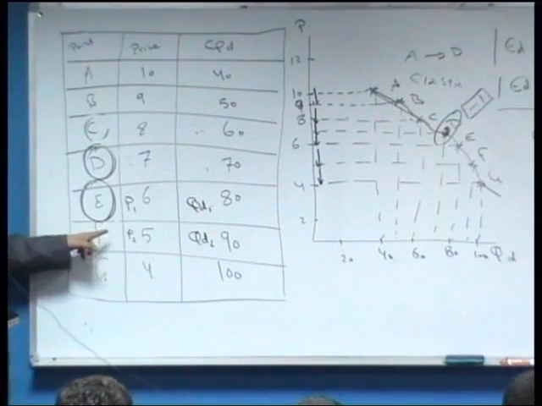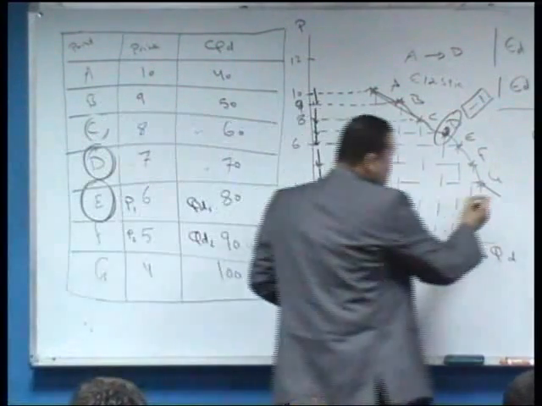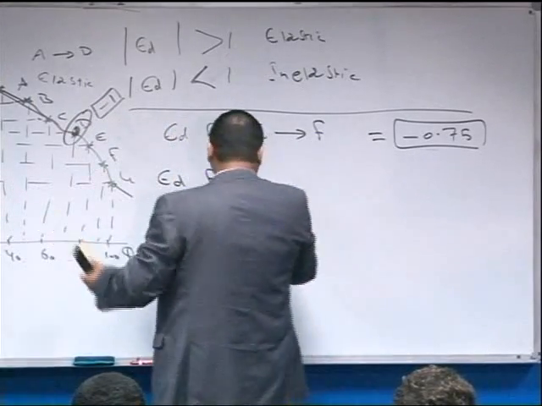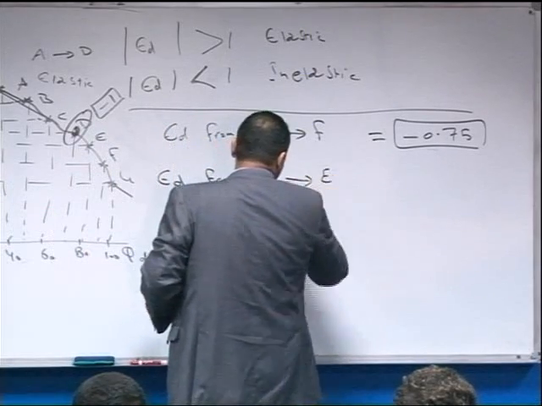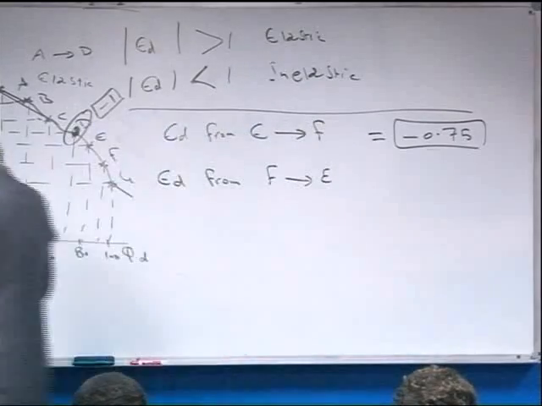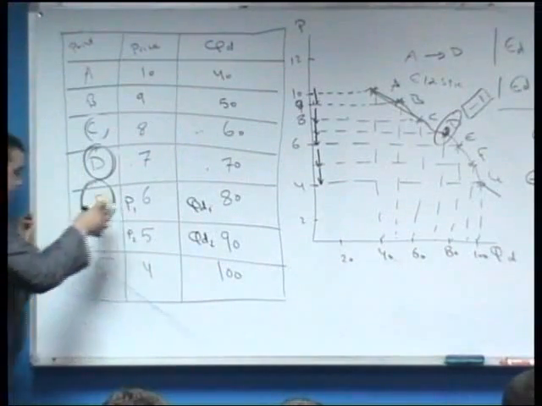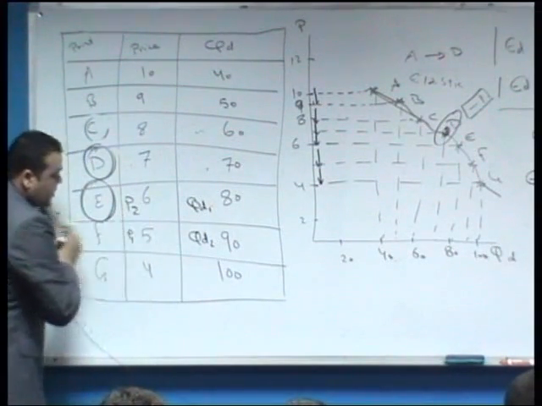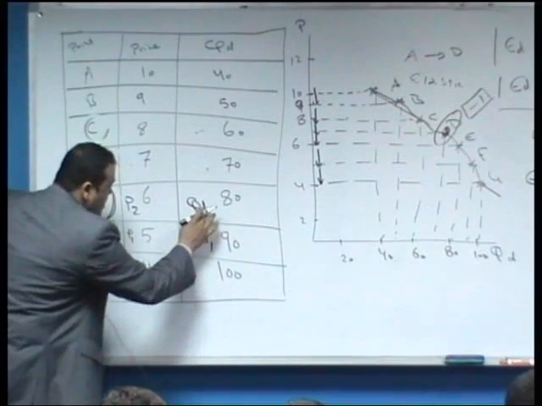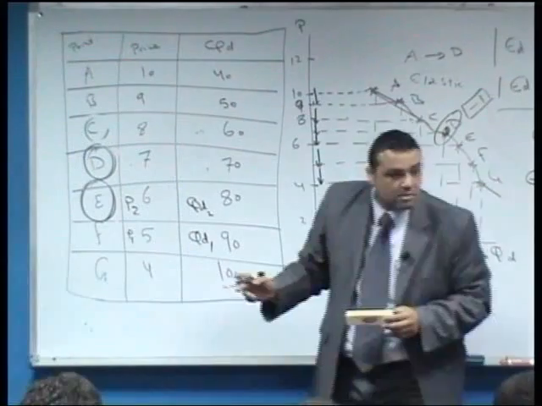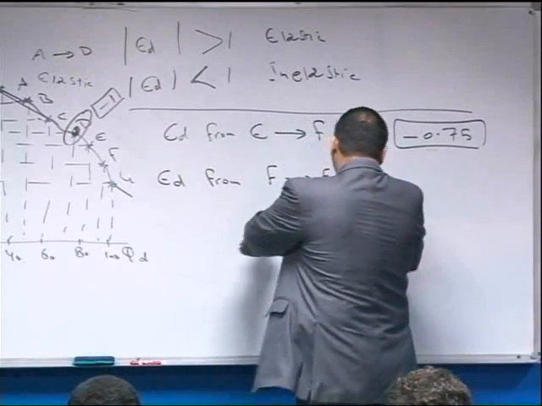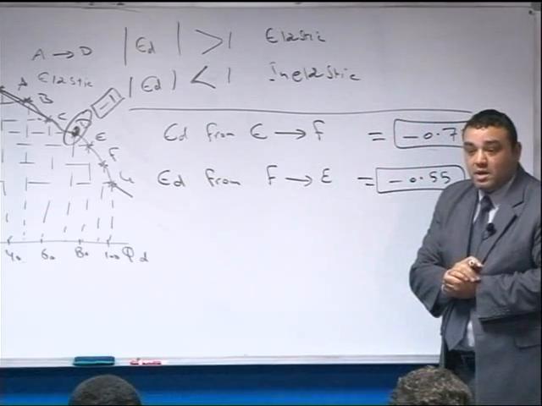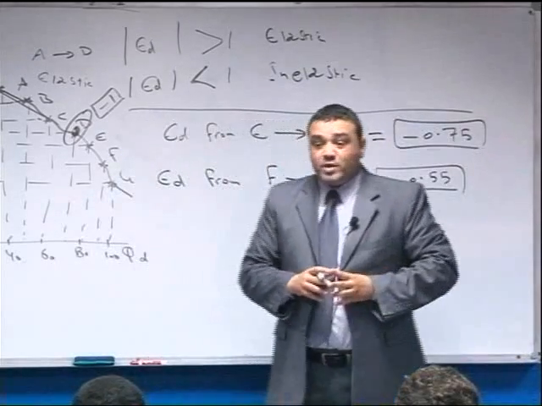So we will start from point F to E. The price elasticity of demand from point F to point E. In this case, this would be price 1 and this would be price 2, QD1, QD2. The result is minus 0.55. It's not the same, we have a problem.